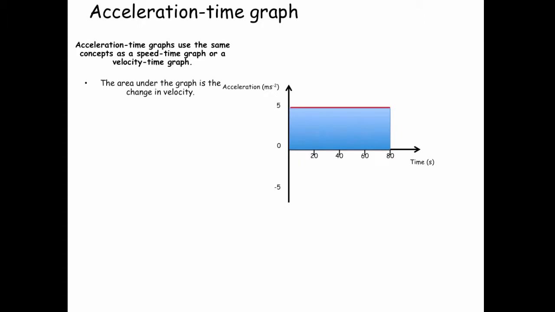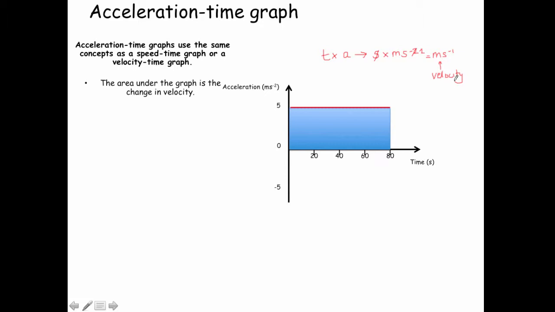Okay, so for the area under the graph, we've got an object with an acceleration of 5 meters per second squared over 80 seconds. The area under that graph is that rectangle there. If we do a bit of dimensional analysis, we've got our time multiplied by our acceleration. Think of the units: seconds multiplied by meters per second squared. The seconds cancel, so we're left with meters per second, which is velocity. So the area under the graph is the change in velocity.